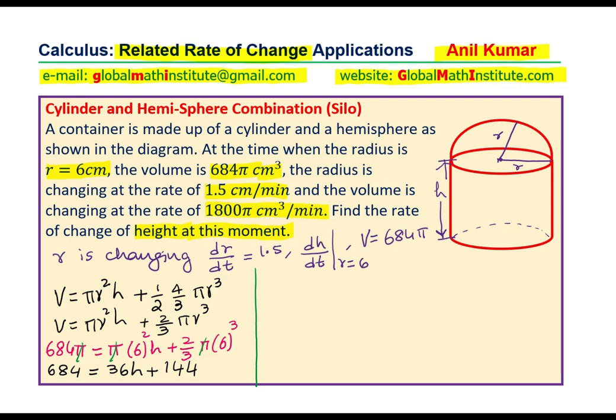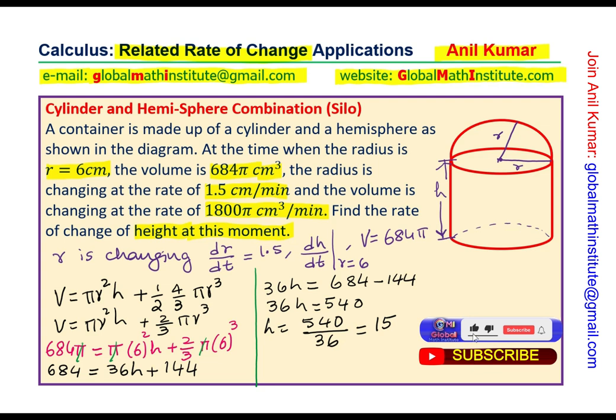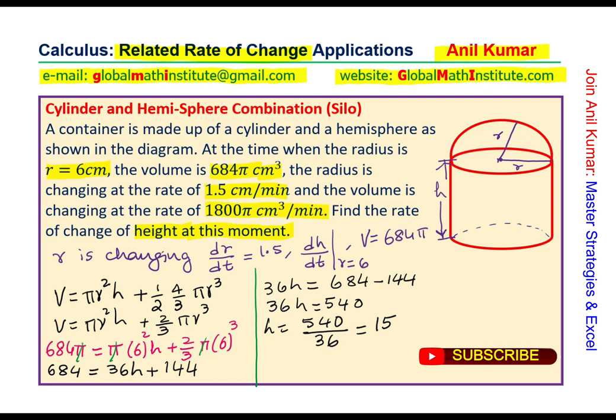Okay. So 36h equals 684 minus 144. So 36h is 540, and h will be 540 divided by 36, which is 15, right? So we get the height in this particular case at the instance when radius is 6. Okay, so if radius equals 6, height equals 15.